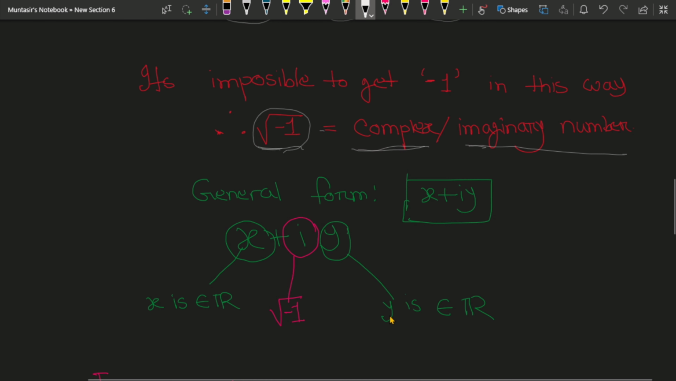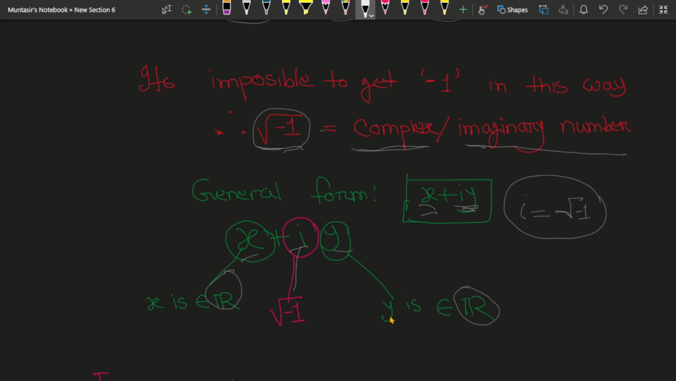The general form of a complex number is x plus iy. Now what do this x and y mean? x is an element of R, y is an element of R too. And we know that i is equal to root over -1. We say that i is equal to root over -1 in all the cases of complex numbers.